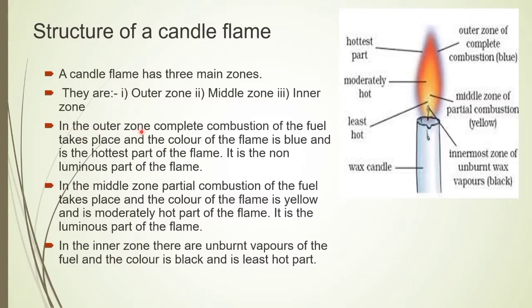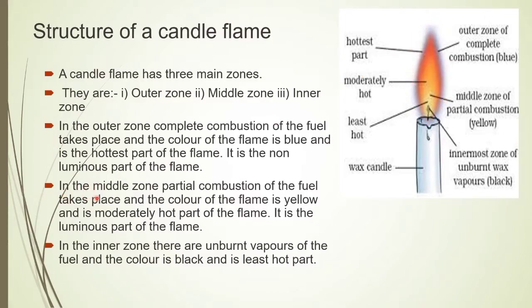In the outer zone, complete combustion of the fuel takes place, and the color of the flame is blue. It is the hottest part of the flame. It is the non-luminous part of the flame. If you look at a candle, you will see a blue part. This part is the outer zone, and here complete combustion takes place. That means the fuel gets completely burned up. It is the hottest part of the flame, the outermost.